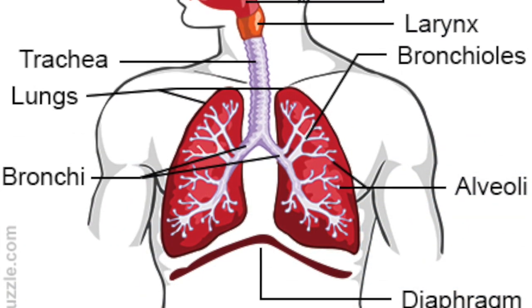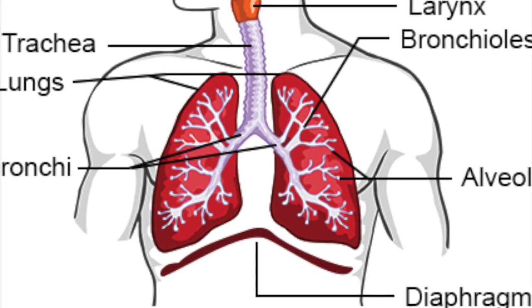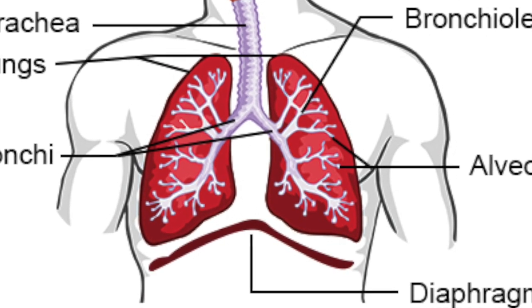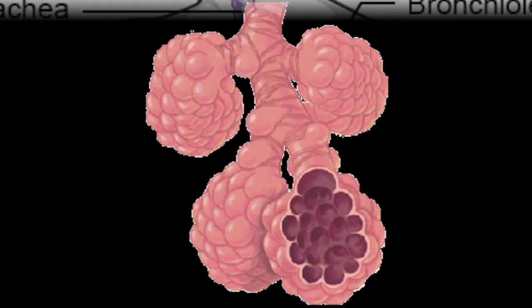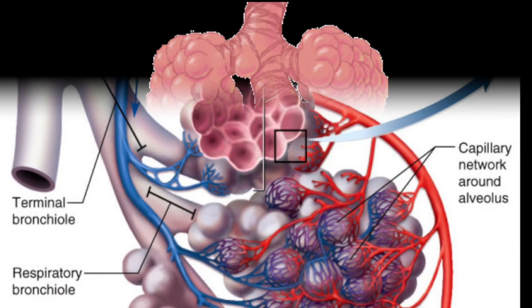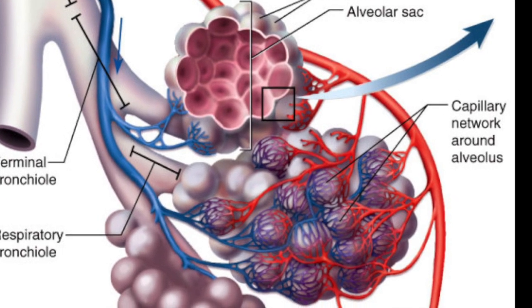As we continue to breathe, air moves through the trachea and into the lungs. The trachea branches into the left and right bronchi. The bronchi continue to branch, forming bronchioles. The terminal bronchioles each end with a cluster of small air sacs called alveoli. Alveoli are crucial in the exchange of oxygen and carbon dioxide in the respiratory system. They are covered by very thin walls and are surrounded by an intricate capillary system. Capillaries are small blood vessels.